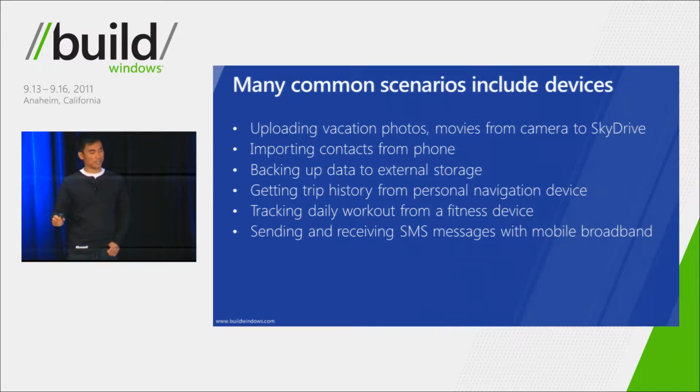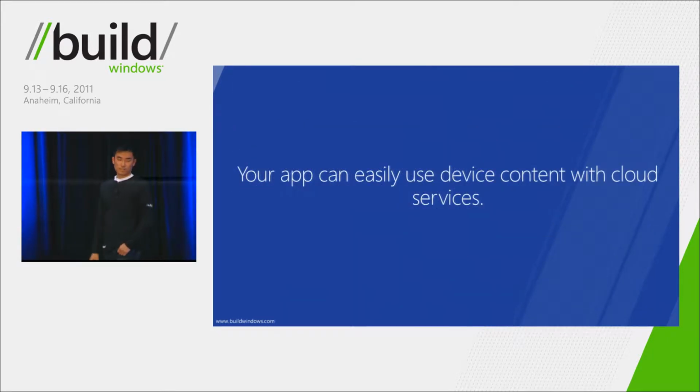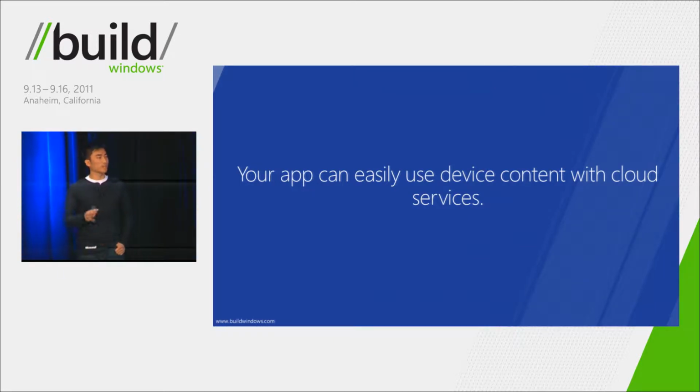And a little bit down the list, we have getting trip information from a personal navigation device. This could be something that a family does when they return from a long trip and they want to look at the places they traveled, so they connect their GPS device to a PC. Tracking daily workout information from a fitness device, and sending and receiving SMS messages with mobile broadband, those are other scenarios that people do with Windows. So another way your application can create new possibilities is using device content with cloud services.